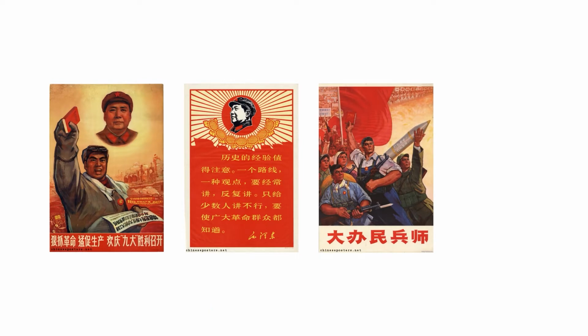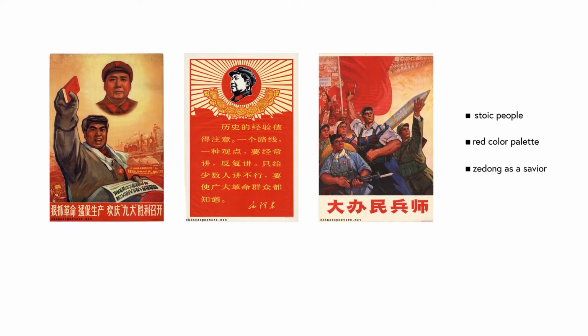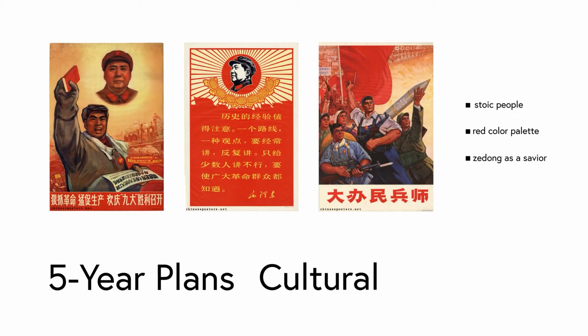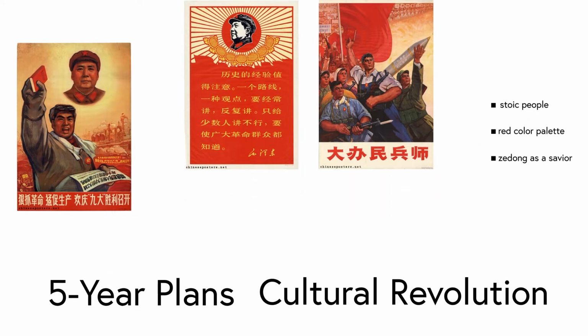Chinese popular and commercial art by this time had already been heavily influenced by both Western powers and Soviet Russia, and under Zedong's rule, government posters and propaganda sought to show an idealistic China. It's common to see poster collections with stoic faces, red color palettes, and Zedong portrayed as a guardian figure among the common proletariat. However, poster designs changed even during Mao's reign, as China underwent his two 5-year plans and later the Cultural Revolution.